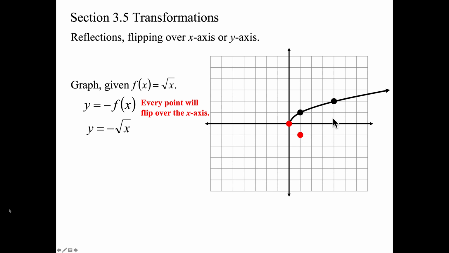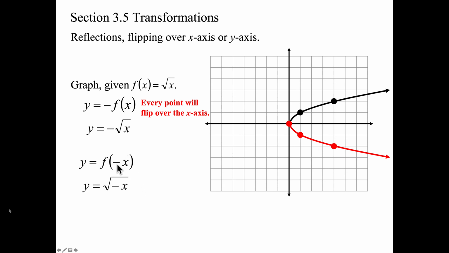This point at 4, 2, my y-coordinate is 2. Technically, multiplied by a negative 1 makes it negative 2. So that point that's 2 above is now 2 below, and there's the flip over the x-axis. So outside changes your y's from positive y's to negative y's. That flips over the x-axis.